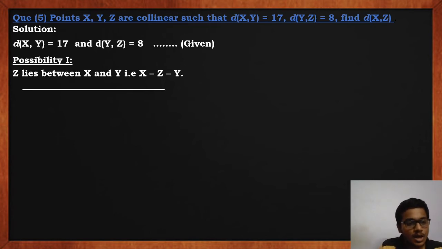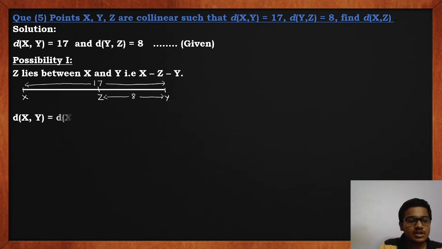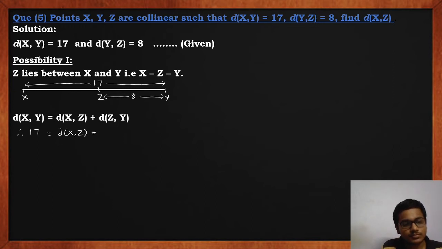Now look here. Point z is in between, x and y are at the corners. Now in this case, distance xy, meaning this entire thing, is equal to 17 units, and distance yz, the smaller part, is equal to 8 units. So in this case, we can write distance xy as distance xz plus distance zy. Distance xy is 17, equal to distance xz, that is to be found out, plus distance zy, that is 8.